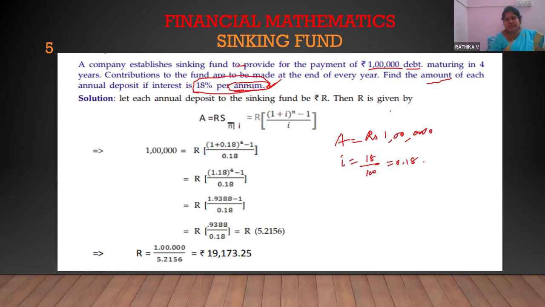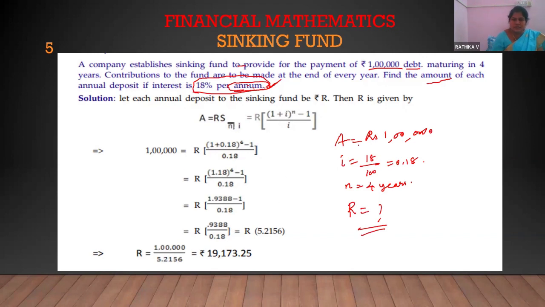And what else is given? Time, so sorry, here time is given as 4 years. So n is equal to 4 years. These are the details given. The question is, what is the amount they have to keep ready for every installment? How much money is to be kept?